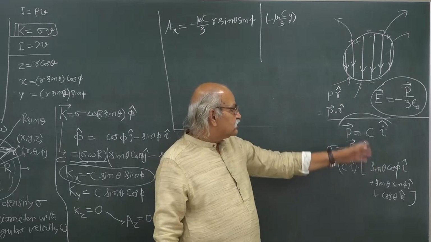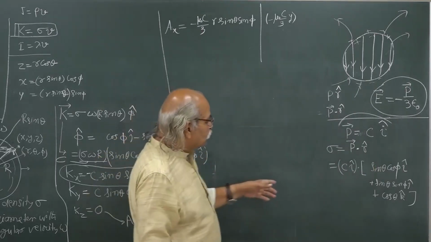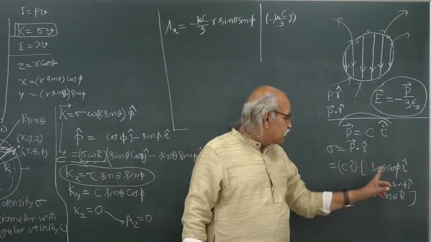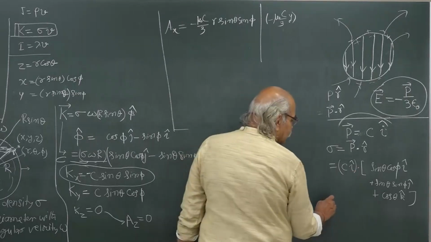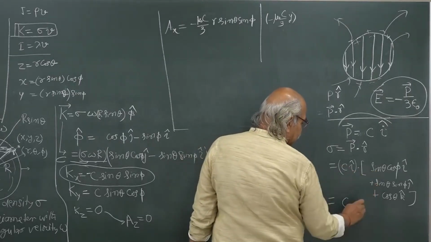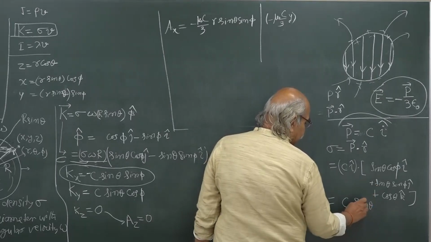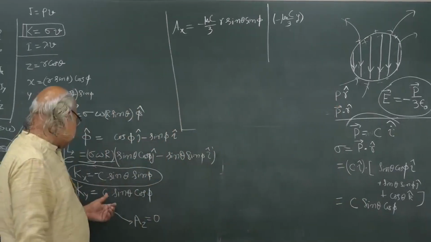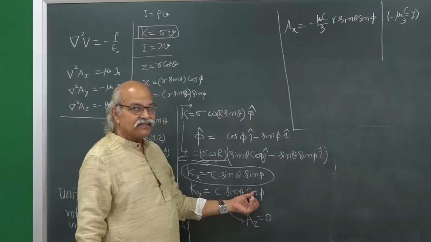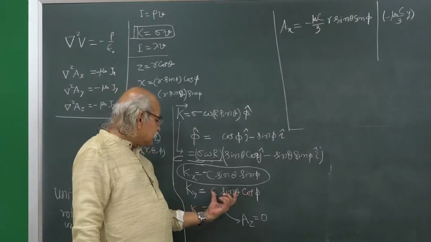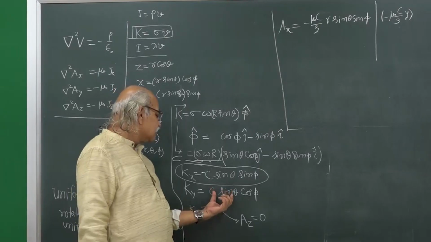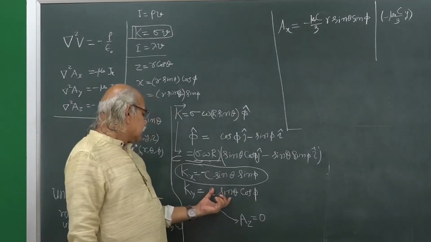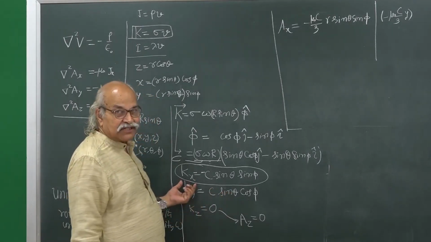That is the unit vector in the r cap direction. Remember, we did this in the previous case also. i dot i gives 1, i dot j is 0, i dot k is 0. So, this is equal to c times sin theta cos phi, which is exactly the same as here, Ky, c sin theta cos phi. So, if I treat this as a surface charge density, what is the electric potential? That expression will give me the y component of the magnetic vector potential.